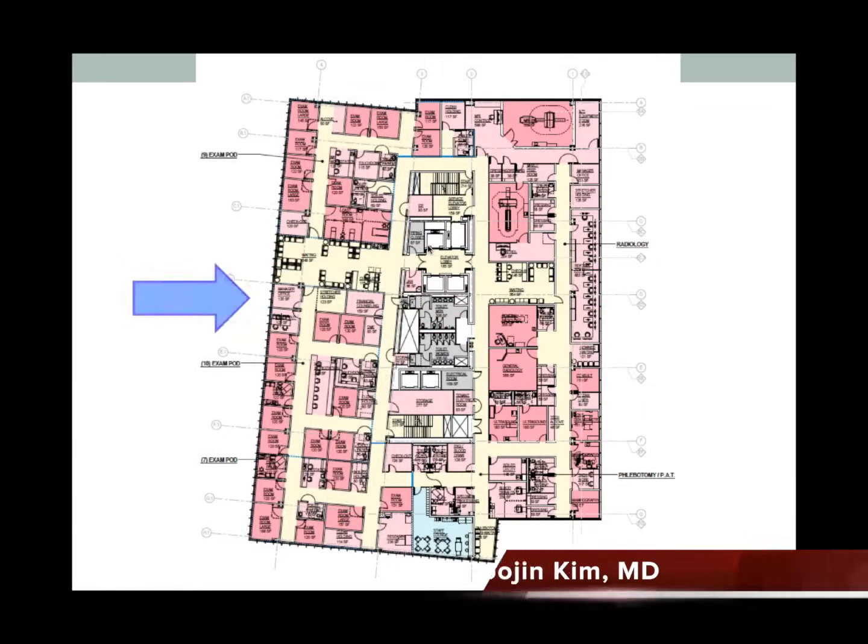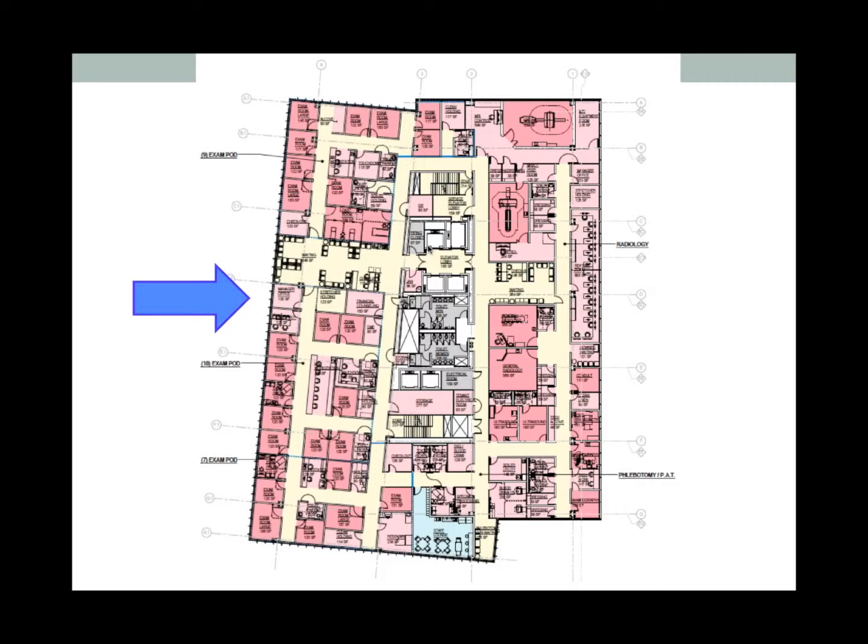The right half of the screen, the blueprint layout, is all the orthopedic exam rooms. So this half of the floor is going to be occupied by the orthopedic surgeons. Now, they actually asked us, even before the Imaging 3.0 initiative, that they wanted imaging to be an integral part of taking care of orthopedic patients.